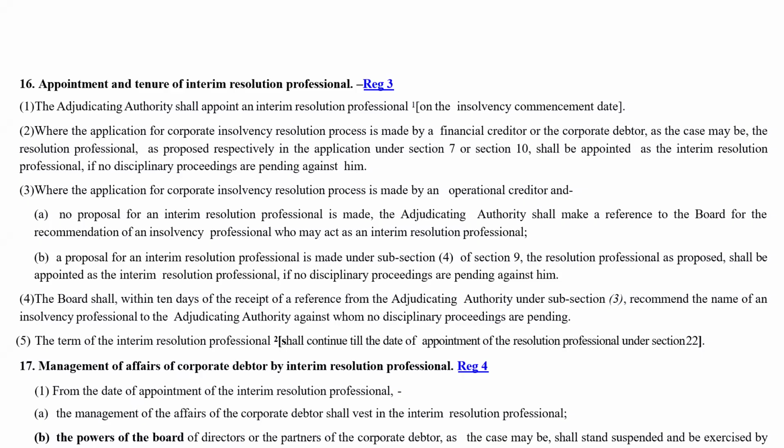And suppose the OC has also given the name, which he may give. So then we will see that there are no disciplinary proceedings pending, right? And wherever a reference is made to the board, the board shall revert within 10 days. And the term of the IRP shall continue till the date of appointment of the resolution professional. So this is regarding the appointment and tenure of the IRP.